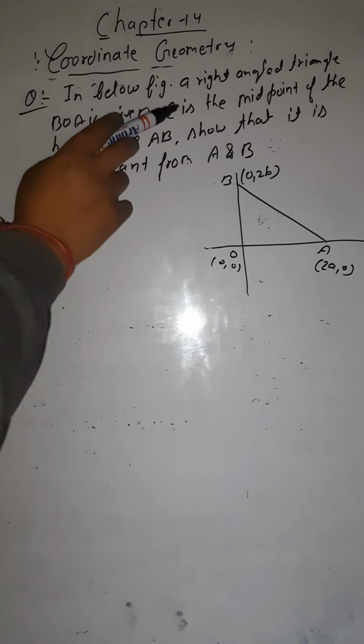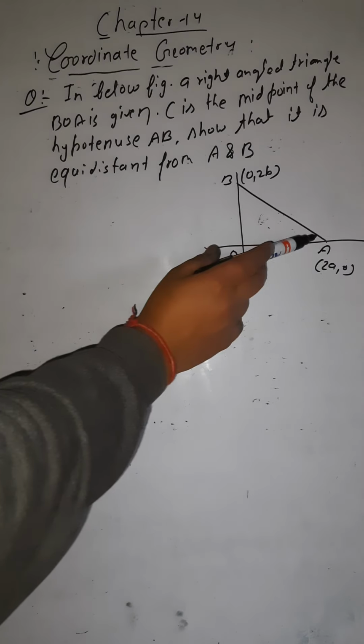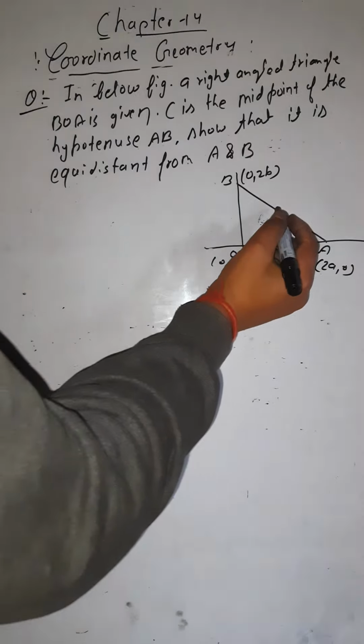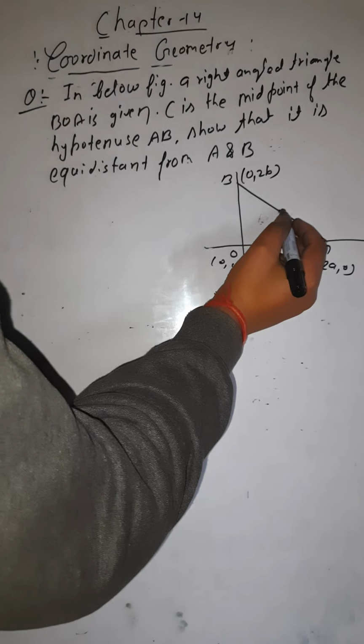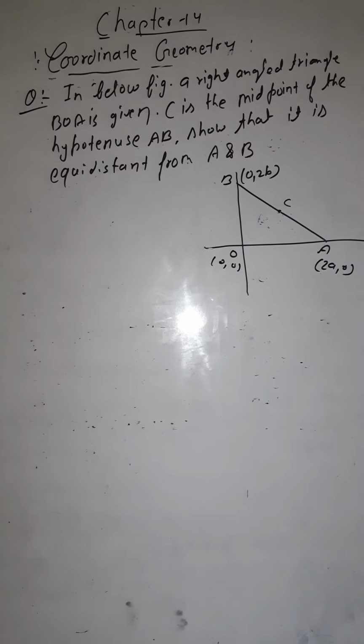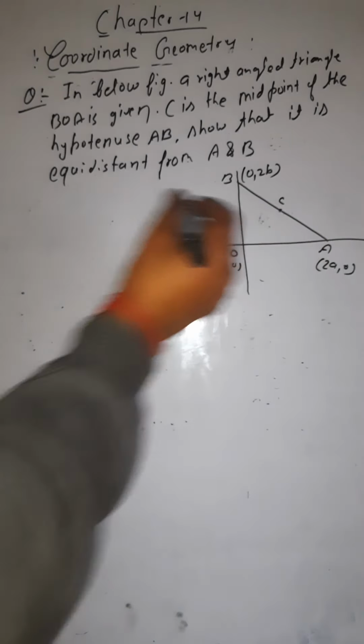And what is it asking? C is the midpoint of the hypotenuse AB. The hypotenuse is the longest side of the triangle. This is the hypotenuse, so let's say this is the midpoint. So this point is C. This is the midpoint. Midpoint you know now, you can apply the midpoint theorem here also.